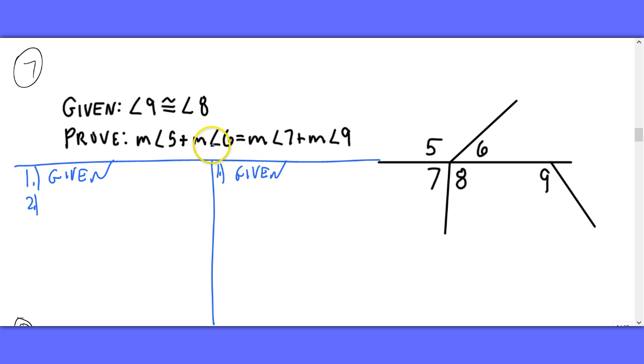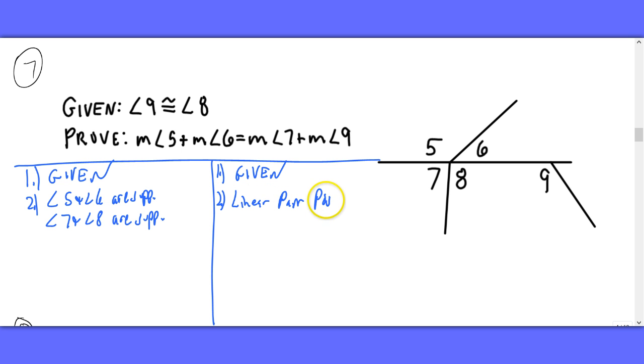It says measure of 5 plus 6 equals measure of 7 plus 9. If I look at 5 and 6, I can see if I added them together, I don't get a different name for that angle because there's no letters in there right now. But even more significant than that, I can say that angle 5 and angle 6 are supplementary. And 7 plus 9, 7 is over here, 9 is over there, but I see that 7 and 8 are also supplementary. And the reason for that is the linear pair postulate. Since they form a linear pair, we can say that they are supplements to each other.